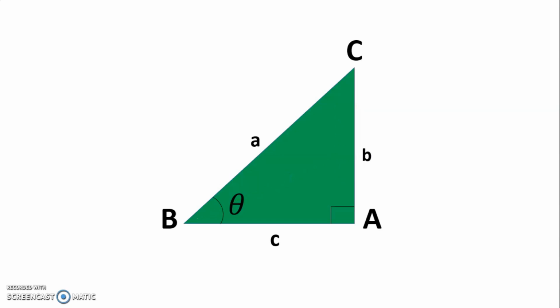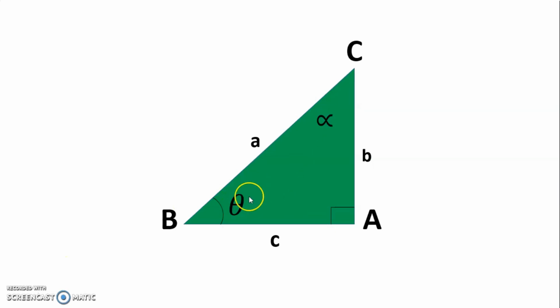Now, the side that is next to the angle under consideration, remember, it is angle theta, is called the adjacent. So the adjacent is always the side next to the angle under consideration, and it is labeled small letter c. Please take note of all these parameters because we are going to use them to solve problems.